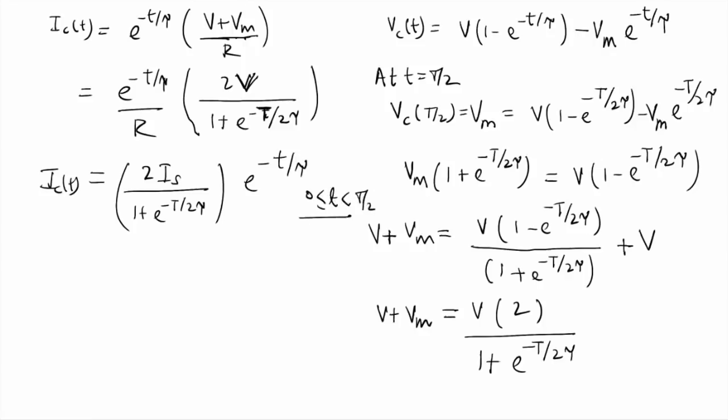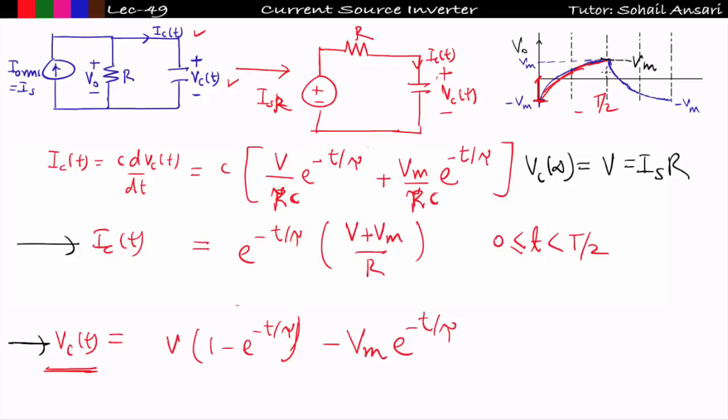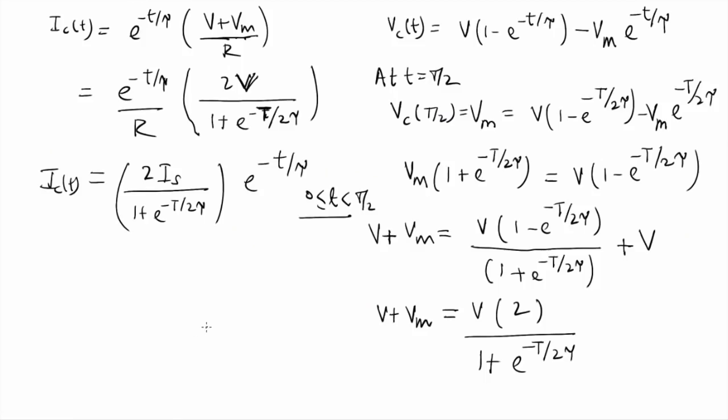Now from T by 2 to T, the current equation will be different. It is decreasing exponentially. So I am not interested in that. I am interested in only finding the current equation from 0 to T by 2. So this is my current equation I am getting in the form of Is, time constant, time period, and I can easily calculate because each and every parameter is given.